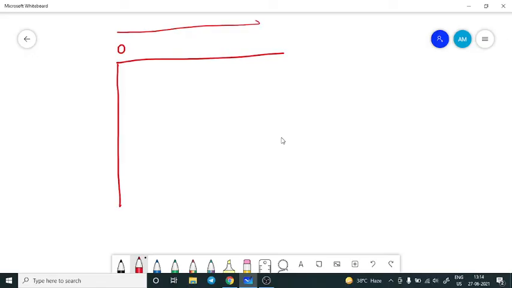Now let us solve it with the help of iterative DP. Suppose this is my table. In this direction, I'm denoting my length, the length of the line segment. So it is 0, 1, 2, 3, and 4.